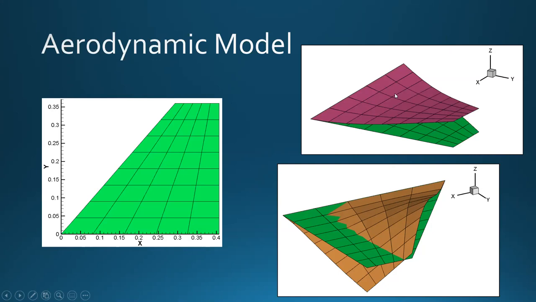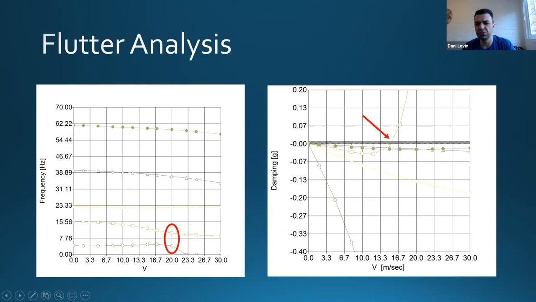And now we have the aerodynamic model. Next thing that we want to do is to run the actual analysis. And this is a typical output. We talked about this two days ago. This is called a VG plot.